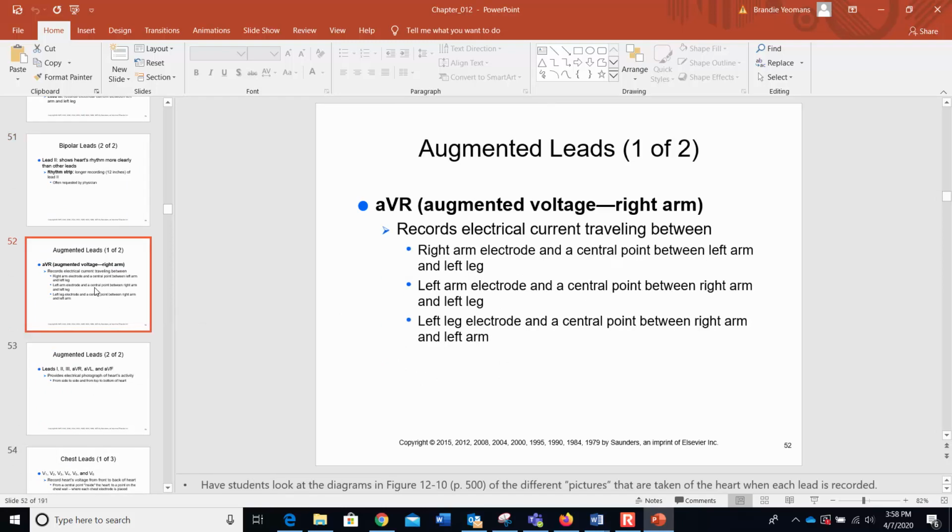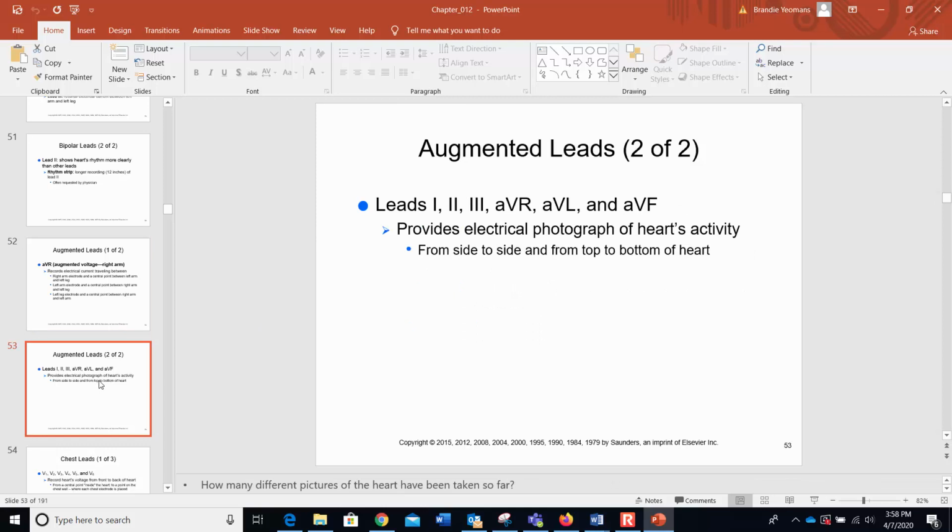So AVR, which is the augmented voltage of the right arm, is going to be recording electrical current traveling between the right arm electrode and a center point between the left arm and the left leg. It's also going to read a left arm electrode to a central point between the right arm and the left leg. And then it's also going to read the left leg electrode in a central point between the right arm and the left arm. Then you have your augmented leads of 1, 2, and 3, then your AVR, your AVL, and your AVF.